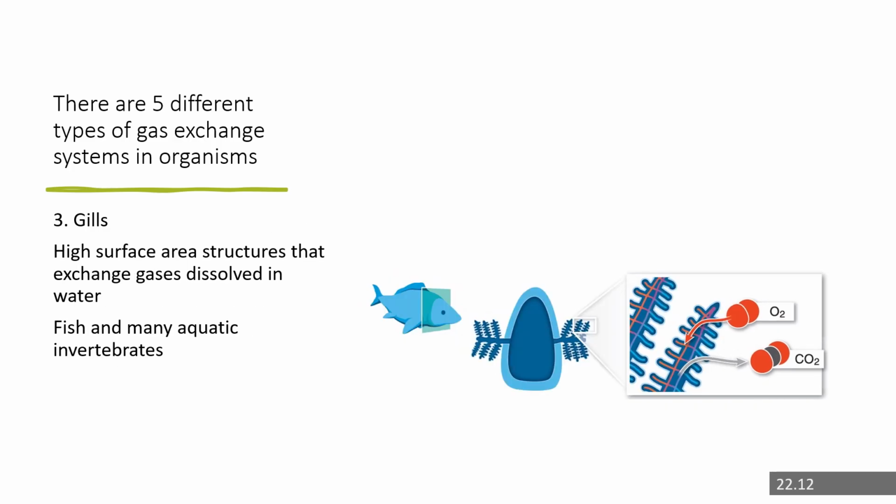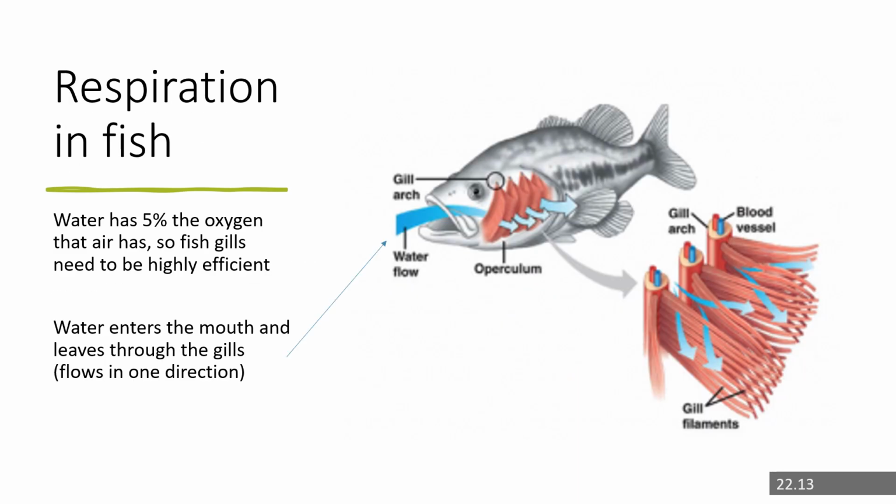Many aquatic organisms use gills to pull gases from the water and release carbon dioxide. Gills are structures with a high surface area over which this gas exchange can occur. We see gills in fish, but also in many aquatic invertebrates. Gills need to be highly efficient because water only has 5% the oxygen that we have in air. In fish, water enters the mouth, passes over the gills, and then leaves through the gill flaps. So it's moving in one direction as it passes over the gills, exchanging gases.